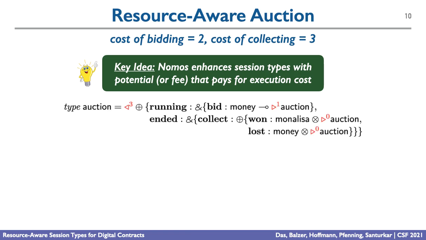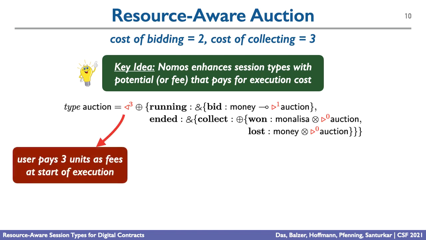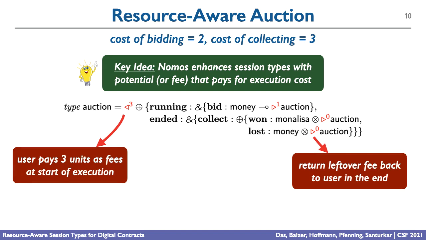So here now you will see the type has these left and right triangles. What do they mean? Well, the left triangle 3 means that the user pays 3 units as fees at the start of the execution. And the right triangle returns whatever leftover fee back to the user in the end. So in the bid branch, the user pays 3 units, 2 units get consumed for bidding, and 1 unit is returned back. In the ended branch, the user pays 3 units, all 3 get used up to pay for collecting, and the user doesn't get back anything in the end.